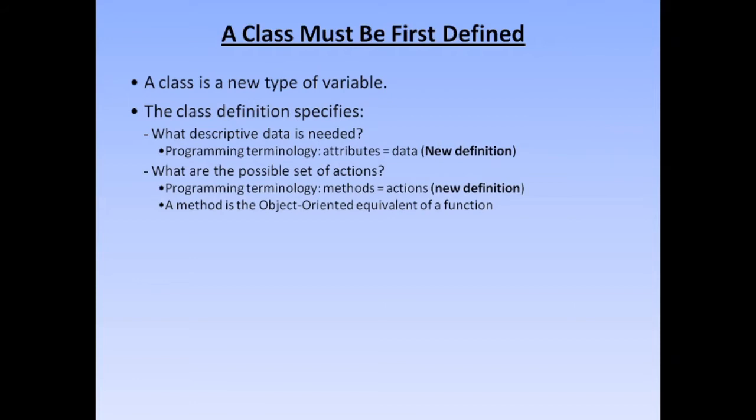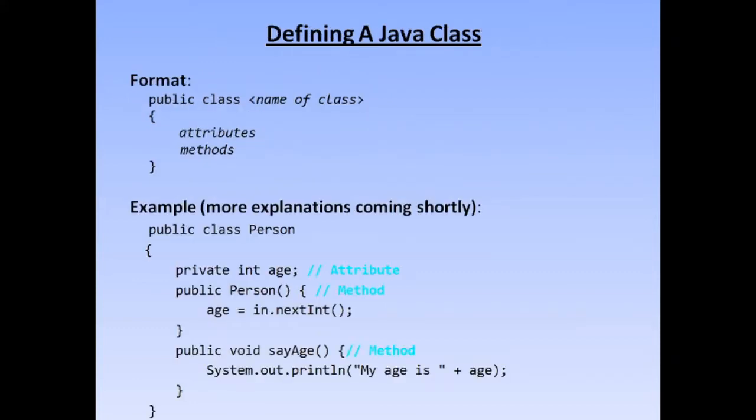And what are the possible sets of actions? Programming terminology: method equals actions, new definition. A method is the object oriented equivalent of a function. You are already familiar with the term function. Then what is a method? Whenever a method is declared and defined inside a class, it is known as a method. And a function is used to specify a particular block of code that is defined outside a class.